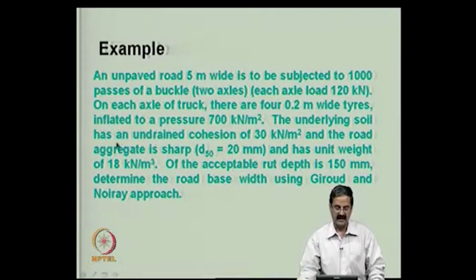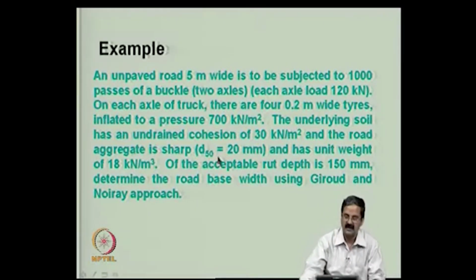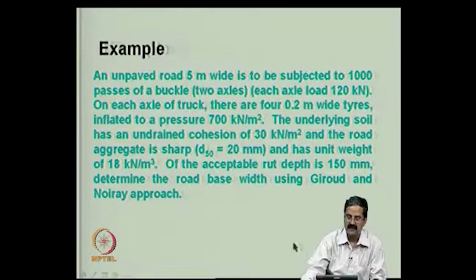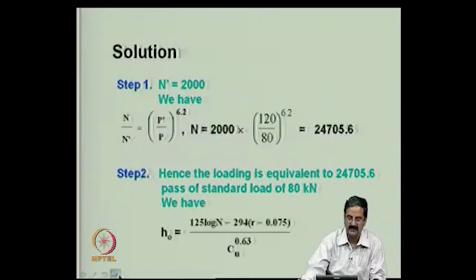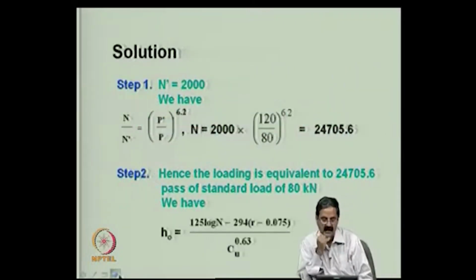The underlying soil has an undrained shear strength of 30 kPa and the aggregate is sharp. Okay, these things are required in terms of the serviceability specifications, and it has a unit weight of 18 kilonewton per meter cube. If the acceptable rut depth is 150 mm, determine the road base width using the Giroud approach. That is the question. Okay.